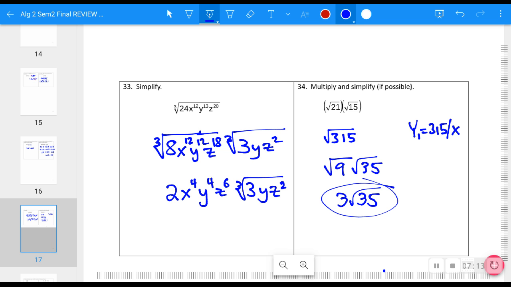Okay, so that takes us all the way to problem 34, and I'll pick up on the other side starting with problem 35.